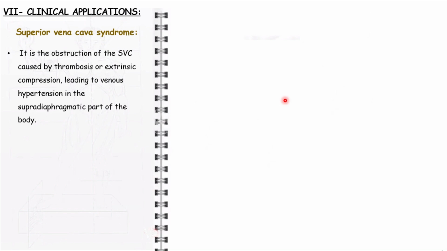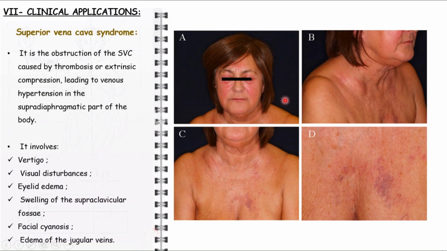Let's explore now some clinical notes and applications. Starting with the superior vena cava syndrome. It is the obstruction of the superior vena cava caused by thrombosis or extrinsic compression, leading to venous hypertension in the supradiaphragmatic part of the body. It involves vertigo, visual disturbances, eyelid edema, swelling of the supraclavicular fossae, facial cyanosis, and edema of the jugular veins.